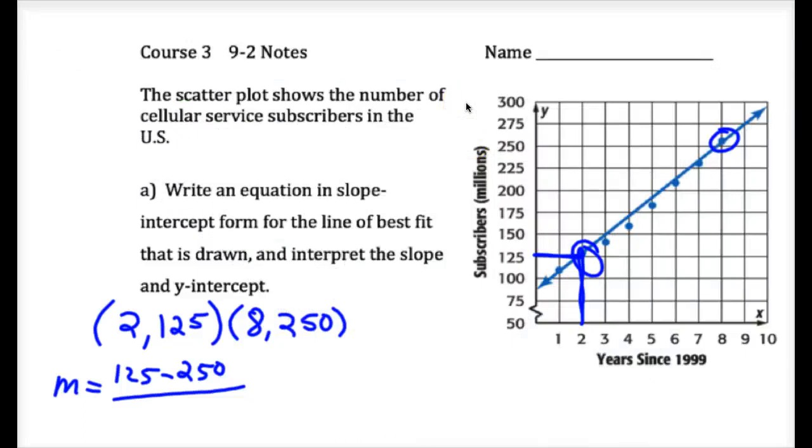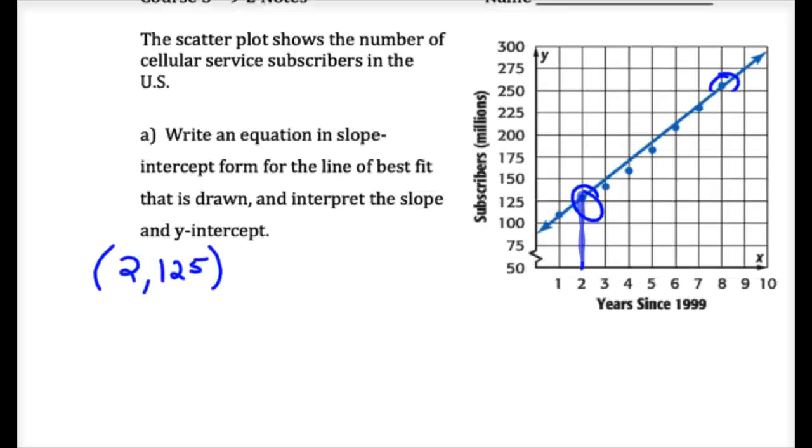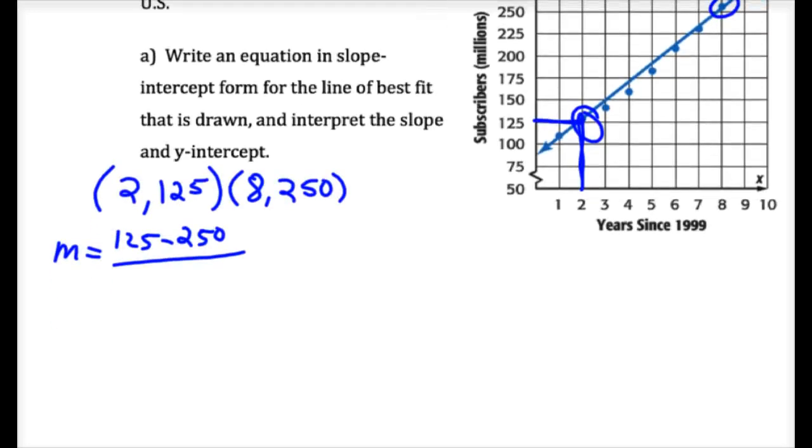Okay, just started recording. Sorry, guys, we did a little bit in advance. We came up with 2 points. We circled them, jotted them down, and now we're finding the slope. So it's 125 minus 2 over 2 minus 8. Did everybody get negative 125 over negative 6?